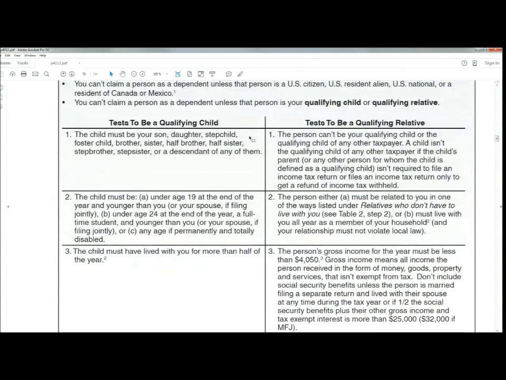Well, okay, yeah, we know, right? We've already gone through those tests. They're not a qualifying child. That's why we ended up at qualifying relative, wasn't it? So for us, that's sort of a slam dunk right there.